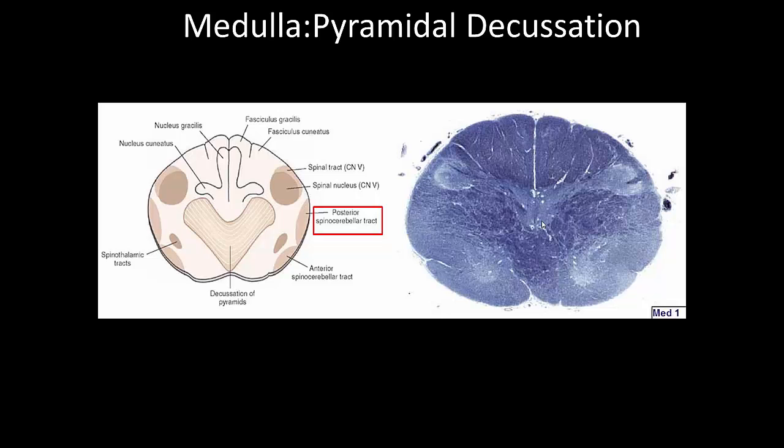Now, lying anterior and somewhat lateral to the spinal trigeminal nuclei and tracts are the spinocerebellar tracts that are carrying proprioceptive information from the extremities, and they're going to be ascending to the cerebellum. And then more anterior, we have our spinothalamic tracts, which are carrying pain, temperature, and crude touch sensations from the contralateral body.